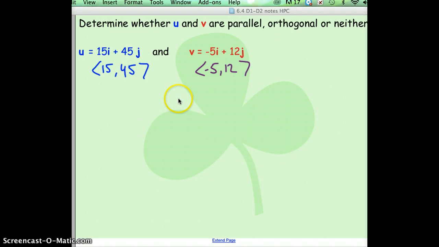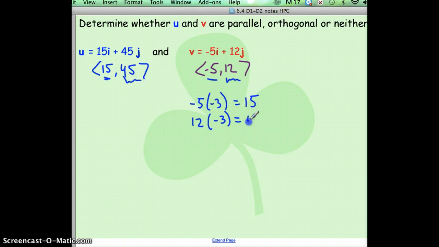Okay, just to finish up this problem, are they parallel, orthogonal, or neither? Let's try parallel. Is one vector a multiple of the other? Well, if I took -5 and multiplied it by -3, I would get 15, right? If I take 12 and multiply it by -3, do I get 45? No, I don't. So this vector is not a multiple of that vector.